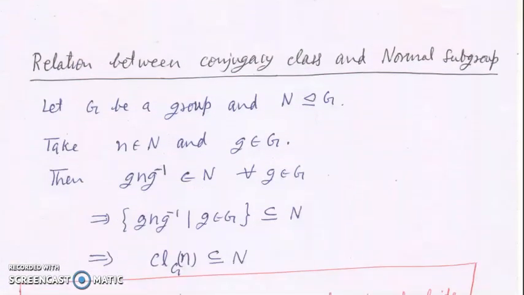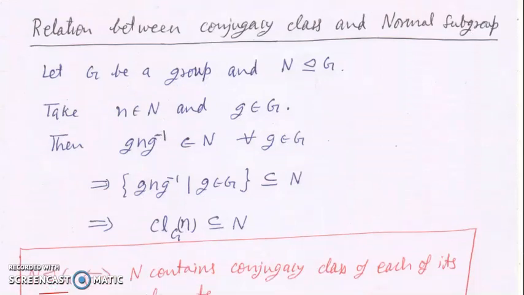Now let us see the relation of it with normal subgroup. So suppose G is a group and N is a normal subgroup of G, and take one element n in N and g in G. Then what will happen, because N is a normal subgroup, so g n g inverse will belong to N. And this is true for all g in G.